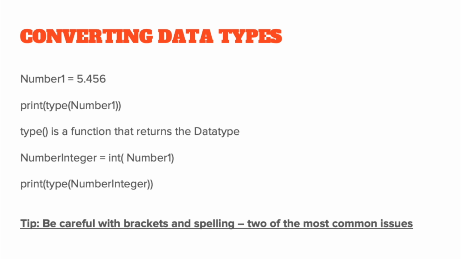So number integer in this case, we can also specify that convert that number1 into an integer format. So what I'm going to do is take the original number1, which is 5.456, and then I can say int(number1), which converts it to 5. And then I can print the type of number integer, which would now give me an int, whereas the first one would give me float.